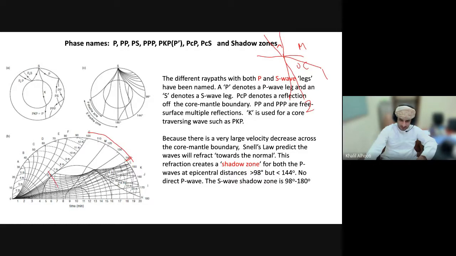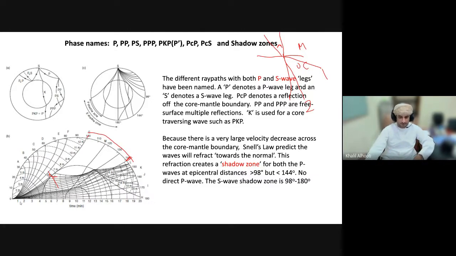If I draw a line perpendicular to this interface, this is the incident angle, very large. This is the transmission angle. It's getting deflected toward the normal, toward this line. So there's going to be no direct P wave from 98 degrees up until 144. Up until 144, I cannot record P wave directly, but I can record it indirectly.